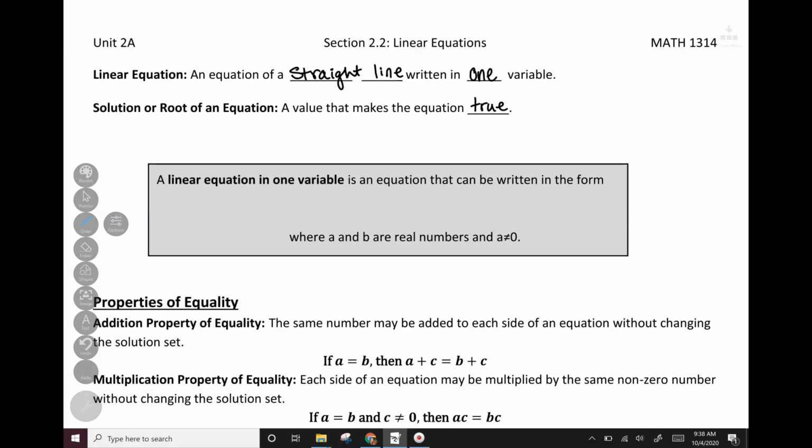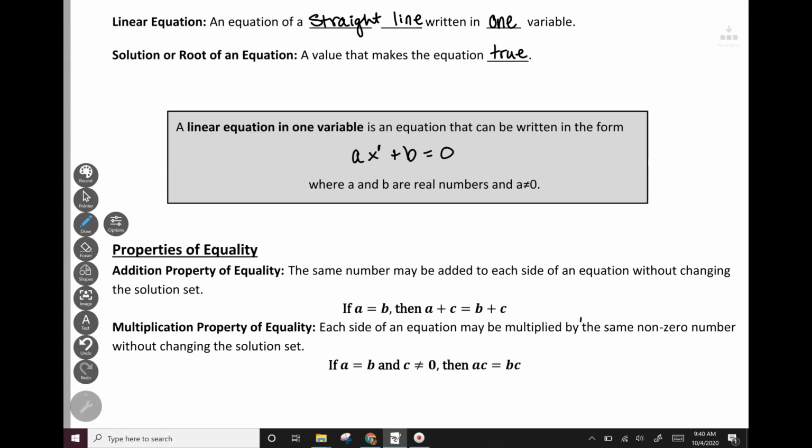A linear equation in one variable is an equation that can be written in the form ax plus b equals 0, where a and b are real numbers and a cannot equal 0. So you see that we only have an exponent of 1 on our variable, and that's what makes it linear, right? Because if it were squared, that would be quadratic. If we had a cubed variable, that would be a cubic equation. So we're just dealing with equations that have degree 1. The degree of the equation is 1.